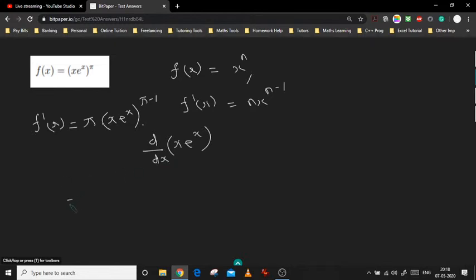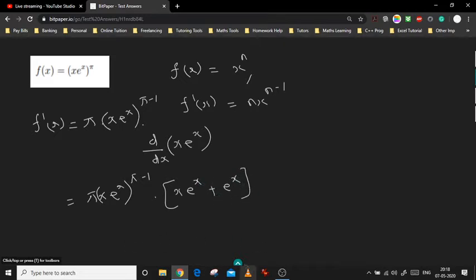Okay, we'll do it in the next step. So this is going to be pi x e power x to the power of pi minus 1, multiplied by, here we have to apply the product rule. If I apply the product rule, we will get x e power x plus e power x.